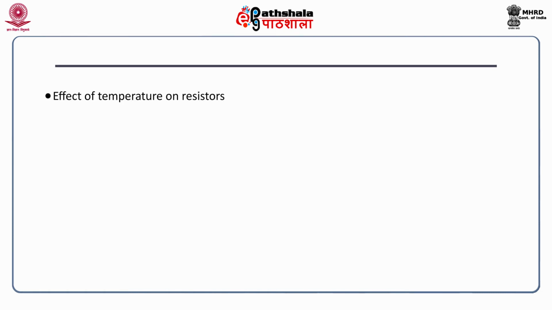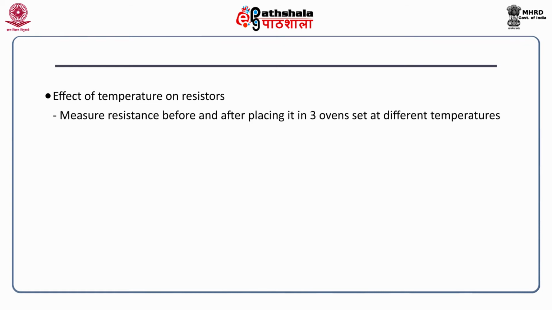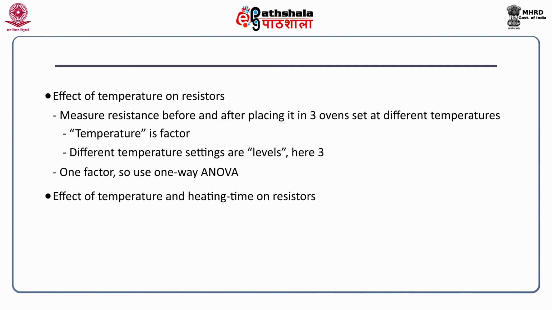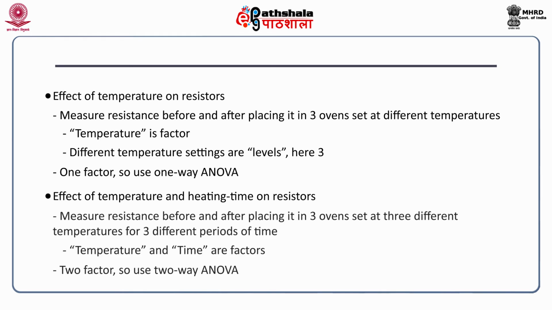Effect of temperatures on resistors. This is yet another example. Measure the resistance before and after placing it in 3 ovens set at different temperatures. Here the temperature is a factor, and different temperature settings are levels. So there are 3 levels for this particular factor. So there is only one factor, which is temperature, so it's one-way ANOVA. Effect of temperature and heating time on resistors. So as you can see, there are 2 factors, so it has to be two-way ANOVA.